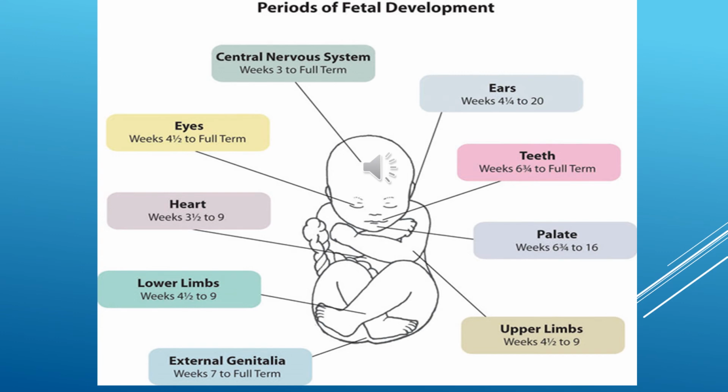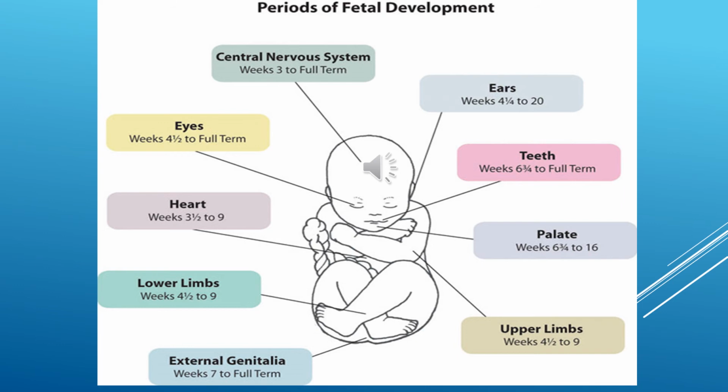So this one's just a really quick snapshot. When do we start to grow and develop? So we've got central nervous system, 3 weeks to full term, ears 4.5 weeks onwards, teeth 6 3/4 weeks to full term, palate 6 3/4 weeks to sort of 16 weeks. That will be fused by then.